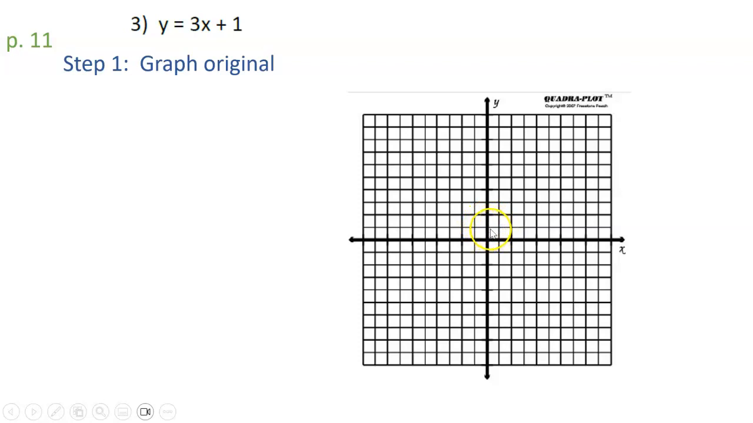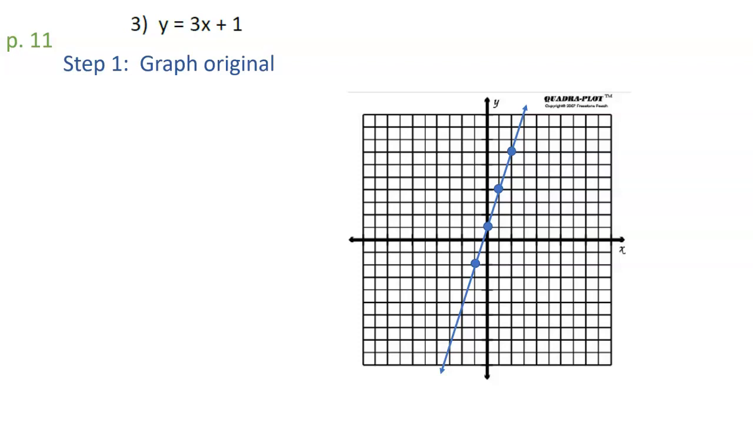And then from there, we can go up 3 over 1. Our slope is 3. So we can go up 1, 2, 3, right 1 since it's positive. Then we can do that again. Up 3, right 1. Up 3, right 1. Go down 3, left 1. And so on.